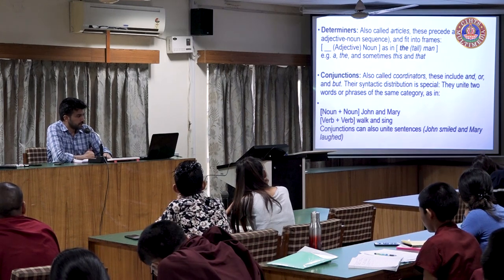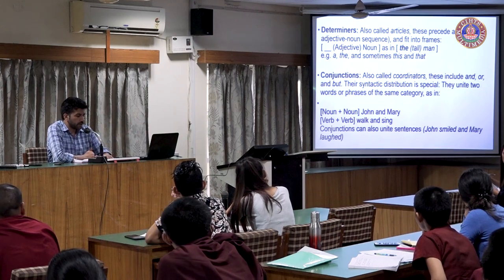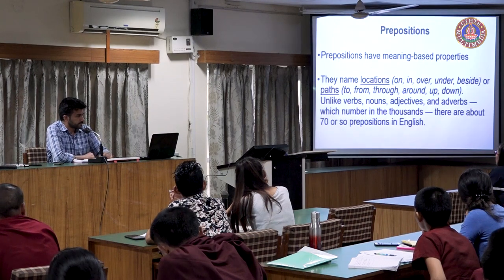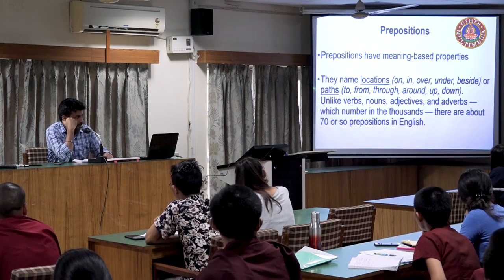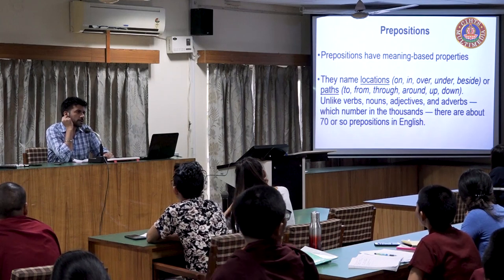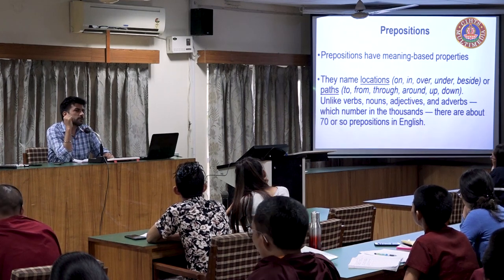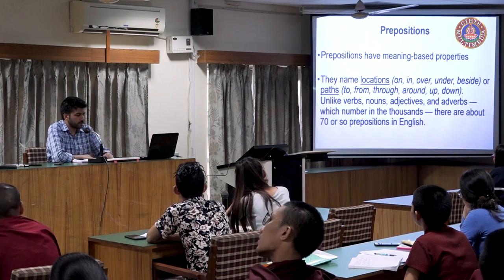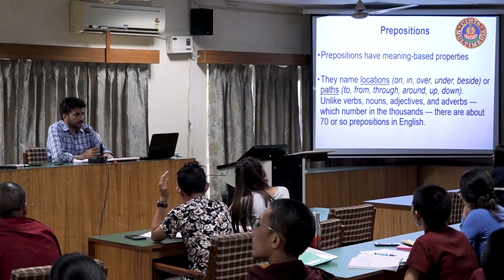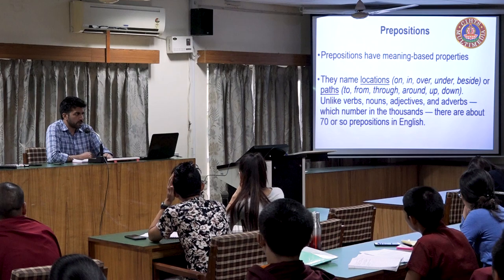To use conjunctions, you have to understand that a noun can be conjoined with another noun. Verbs can be too, for example, they walked and sang. So conjunctions. Prepositions. Prepositions have meaning-based properties. In the English language, they say there are about 70-odd prepositions. I tried to find how many prepositions, roughly speaking, the Tibetan language uses, because all languages will probably have roughly the same number. English has 70, but out of 70, we don't use all. Common prepositions will probably be 40 or 30.